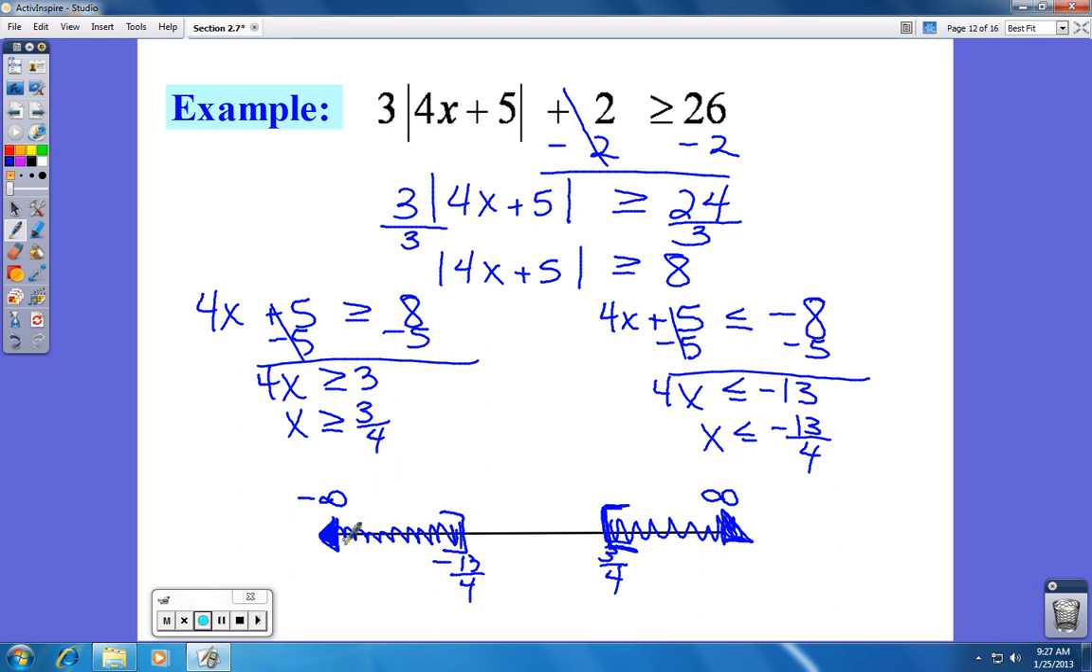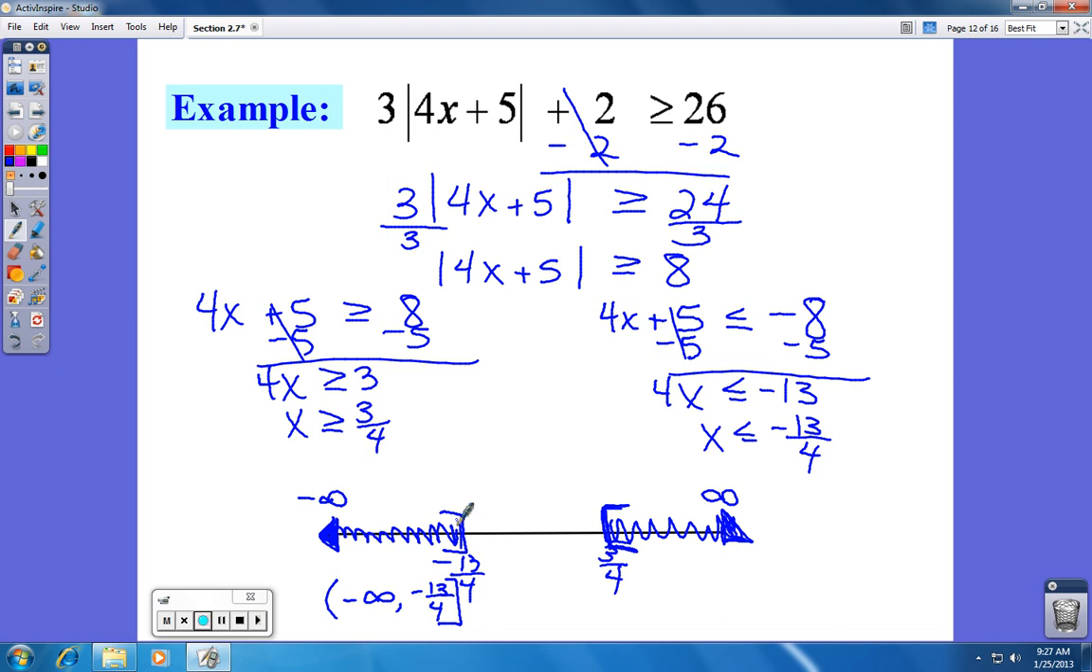Our last step is to write this in interval notation. Interval notation is written from left to right. We're going to have two intervals here. The first interval we're going to start, because all intervals have two numbers or symbols within it, the first one here will be the parentheses negative infinity to negative 13 over 4 bracket.